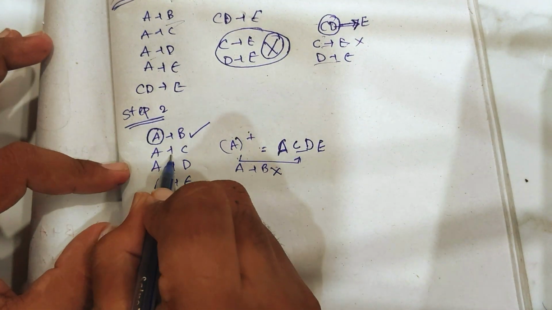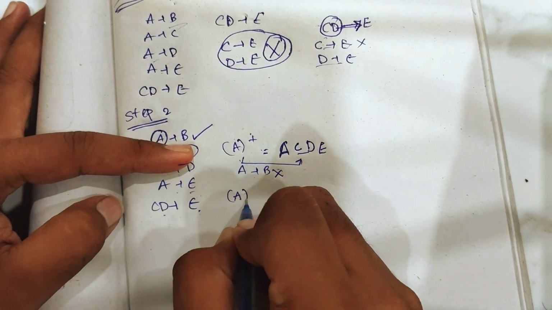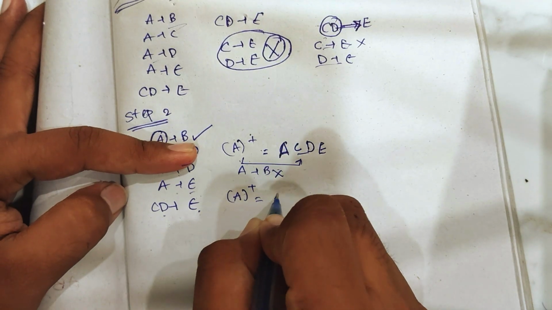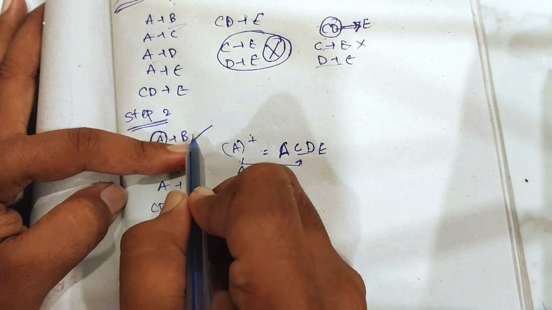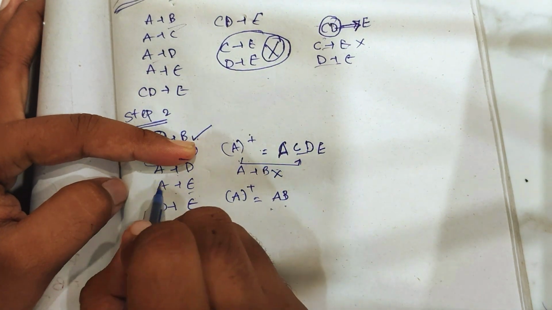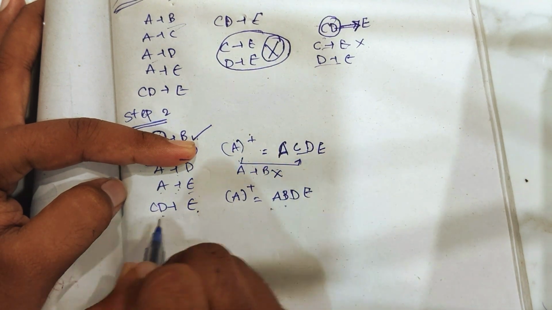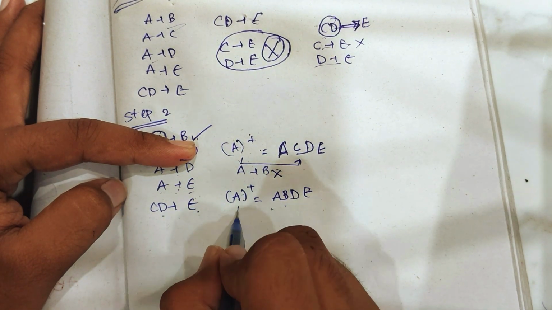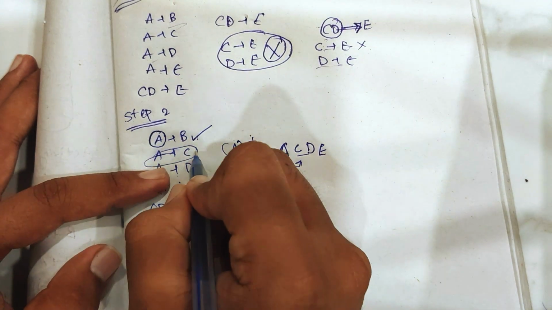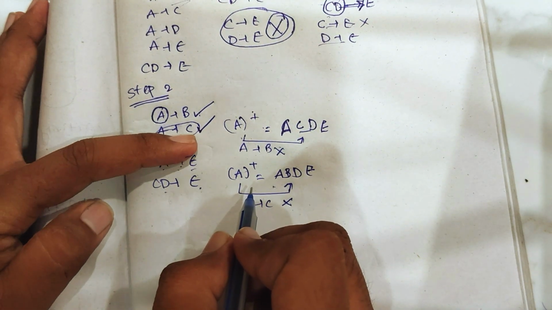Then find the closure of A without considering the A to C FD. A to B is in the updated list, so you should consider A to B, A to D and A to E. There is no CD to E. Is there A to C? No, there is no A to C. So A to C must be contained in the given functional dependencies.